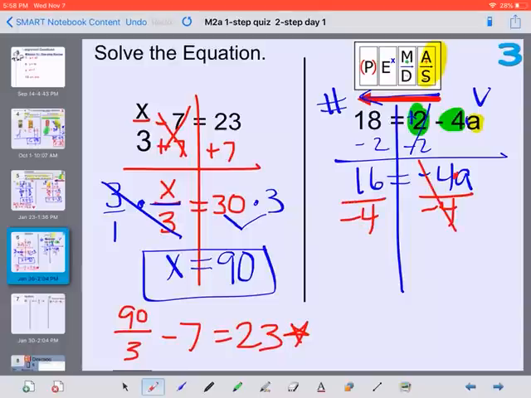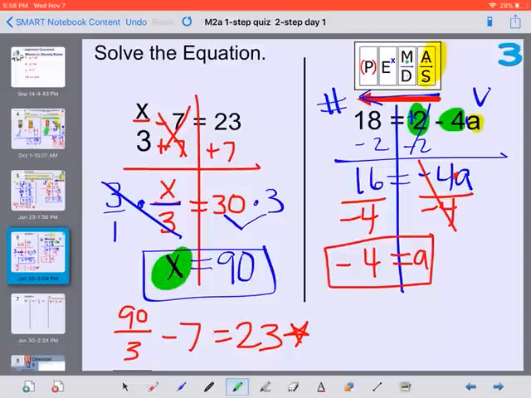So those eliminate. And we have a equal to, it's going to be a negative, happy and grumpy, they don't get along. 4 goes into 16 4 times. So we need our letter by itself. It doesn't matter if it's on the left side, like we had here, or on the right side, as long as it's by itself.